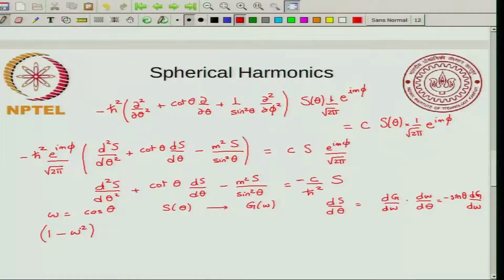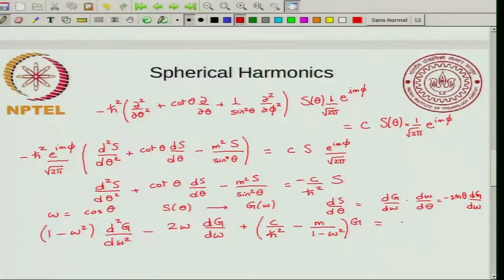Okay, so that is 1 minus w square, and what you will get is d square g by dw square, minus 2w dg by dw, plus c by h bar square times minus m divided by 1 minus w square, g equal to 0. You can see what has happened. This almost looks like a Legendre differential equation. Not exactly like one, but it almost looks like one.